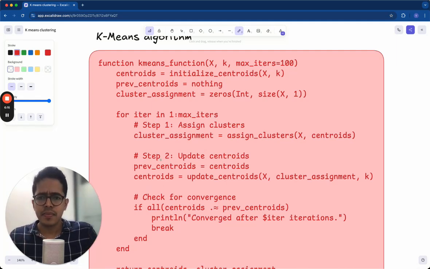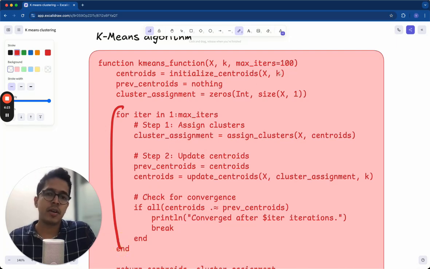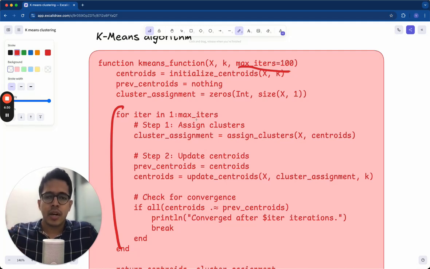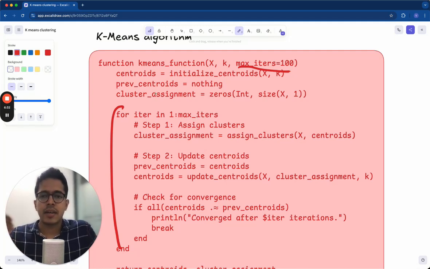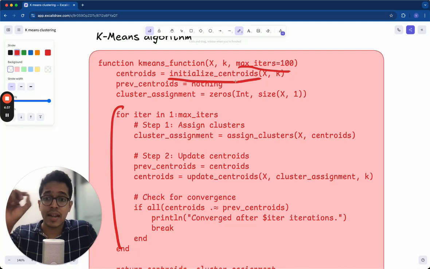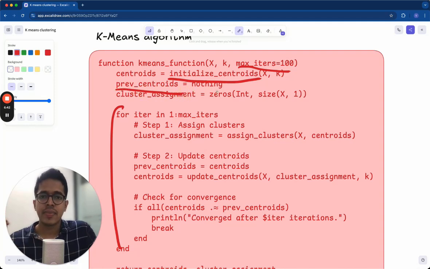So here, this for loop runs from 1 to the max number of iterations. The max number of iterations can be 100, as you define here, or 1000, whatever you are comfortable with. Then you run for the max number of iterations. You first start with the initial centroids. Here you are initializing the initial centroids as random points within the data set, which is why the previous centroid is assigned as nothing. Then the cluster assignment: initially you are not assigning any data point to any cluster. That you will do during the calculation.